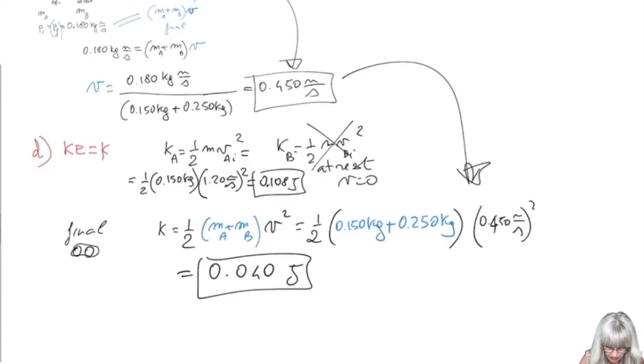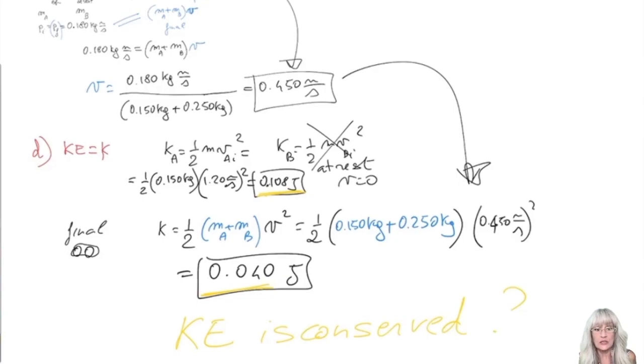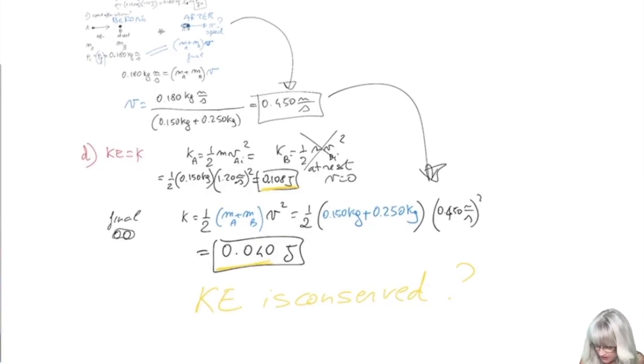So look at these two numbers. This is 0.1. This is 0.04. My question to you is, is the kinetic energy conserved? If it was, it would be the same value. Since it is not 0.1 and 0.04, the answer is no. Why is it not conserved? Because the two objects stick together.